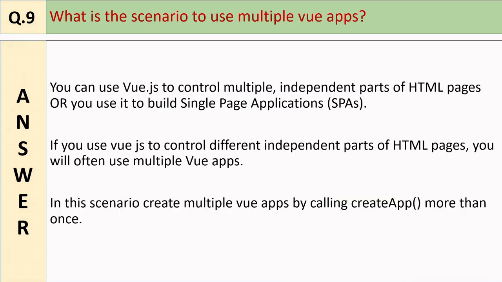What is the scenario to use multiple Vue apps? You can use Vue JS to control multiple independent parts of HTML pages, or you can use it to build single page applications or SPAs. If you use Vue JS to control different independent parts of HTML pages, you will use multiple Vue apps. In this scenario, create multiple Vue apps by calling the createApp function more than once.